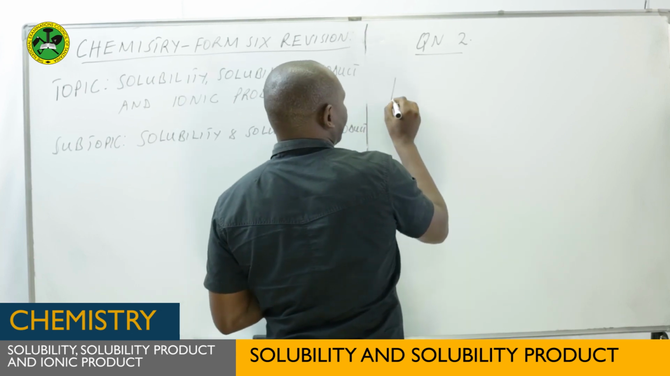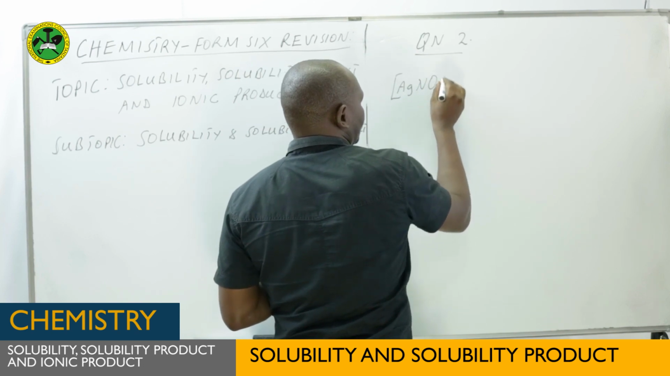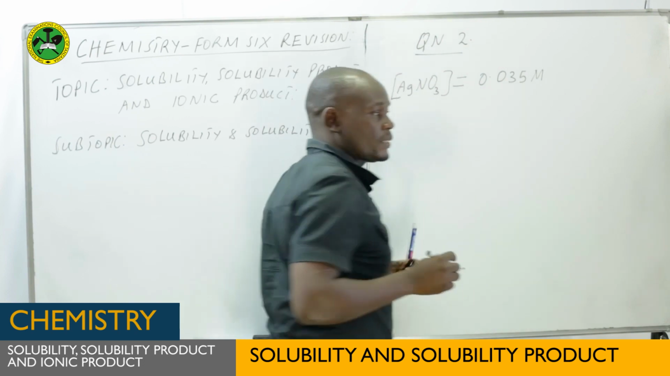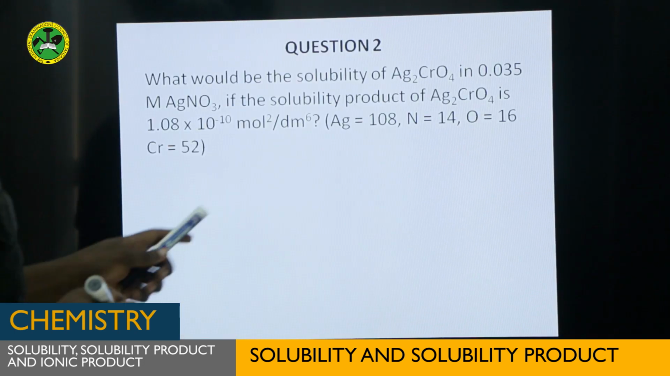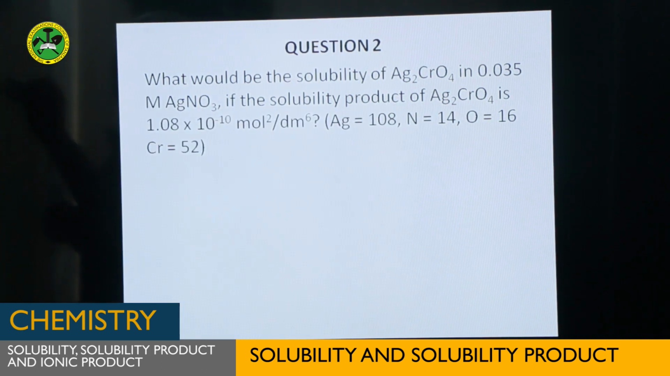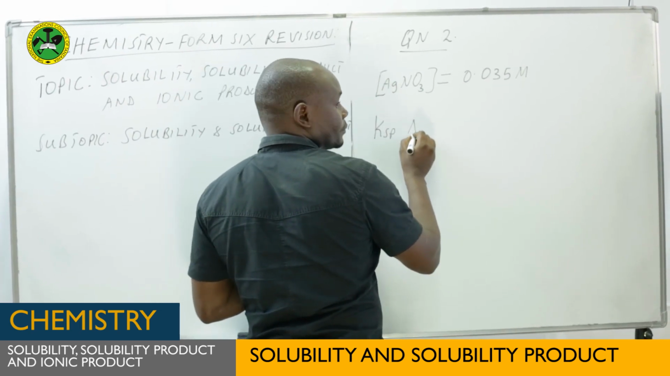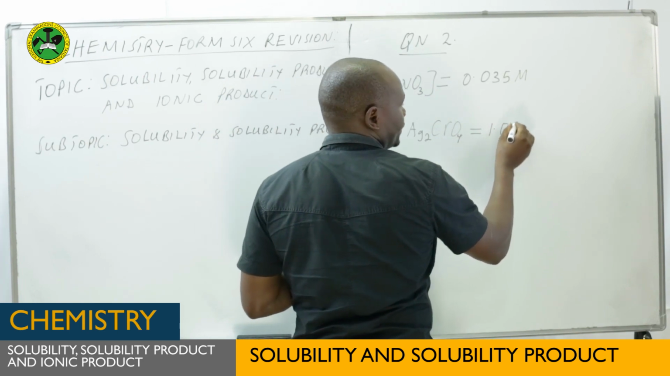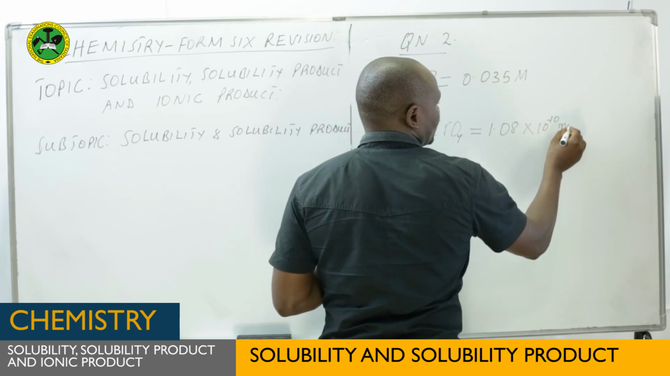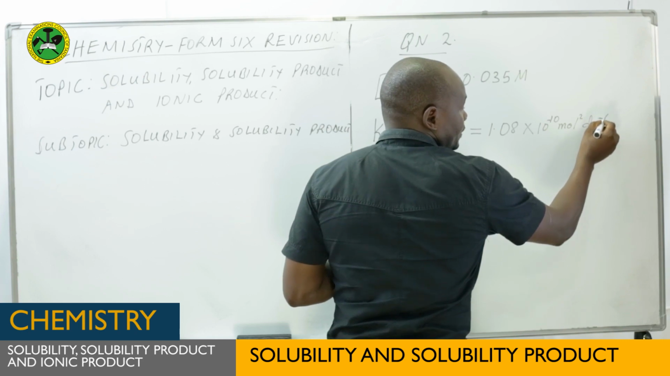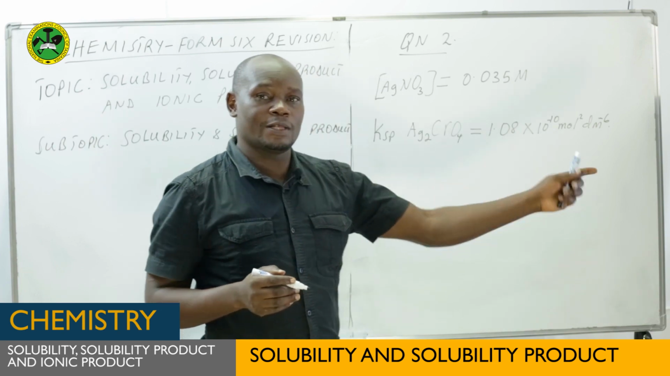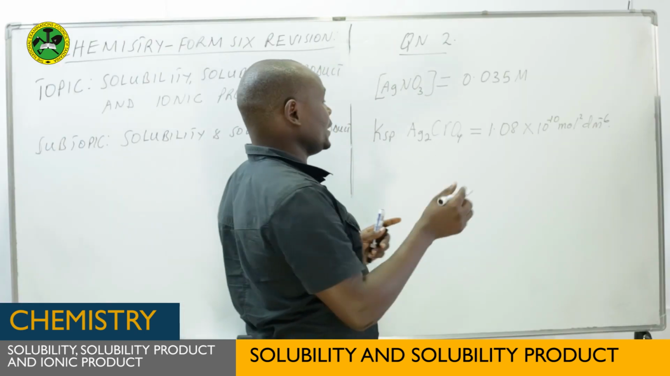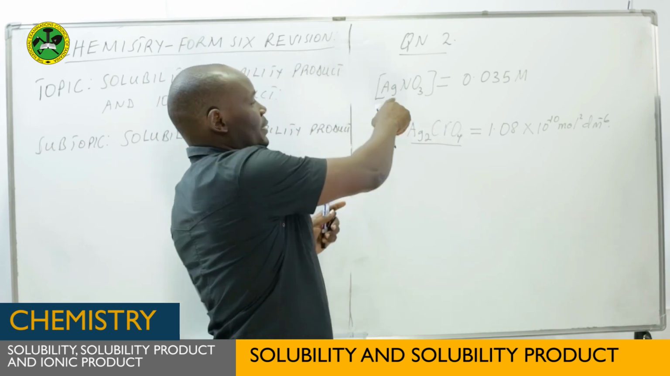Data given: we have the concentration of silver nitrate, which is 0.035 moles per decimeter cubed. We have also been given the solubility product, the KSP of silver chromate, which is equal to 1.08 times 10 power negative 10 moles cubed decimeter power negative 6. That is the data we have, and you also have the relative atomic masses of these elements. Now, we are asked what would be the solubility. We are calculating the solubility of silver chromate in what? In silver nitrate.